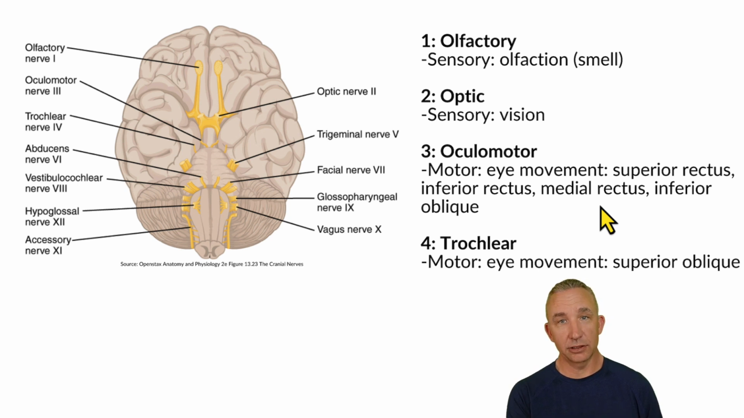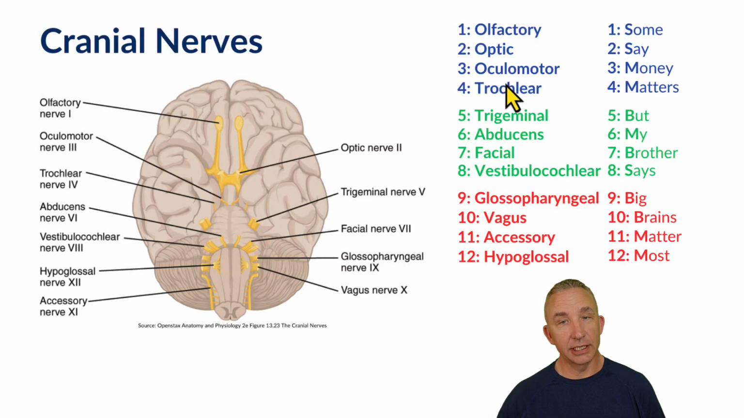We still have to get to abducens, which is number 6. So 3, oculomotor, and 4, trochlear, motor movement, because we said it was SSMM. Eye movement, what is it moving? Superior oblique only. What do we mean by that? It's innervating or acting upon that muscle, the superior oblique. So we go back to it. We did those 4. Now let's get to the next 4.